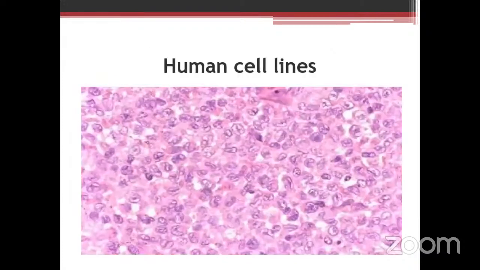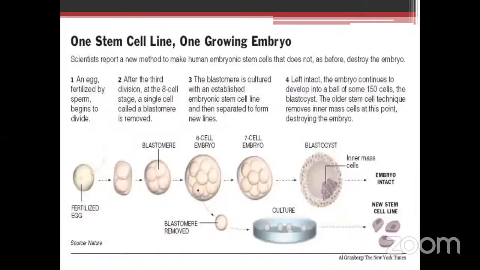So these are the human cell lines, how they look under the microscope. So one stem cell line, one growing embryo. Here, scientists report a new method to make human embryonic stem cells that do not, as before, destroy the embryo. So that means without destroying the embryo, we are separating the embryonic stem cells.